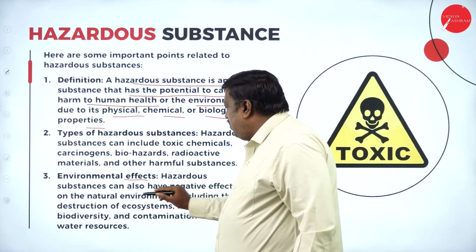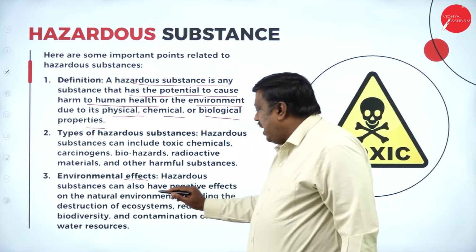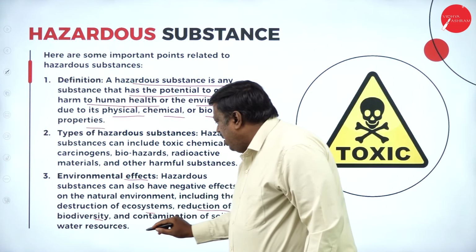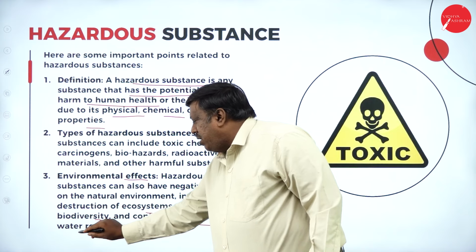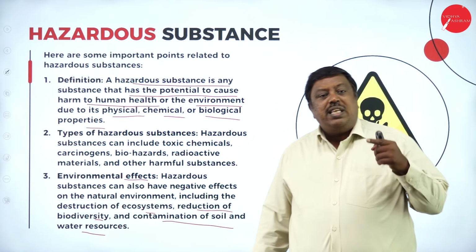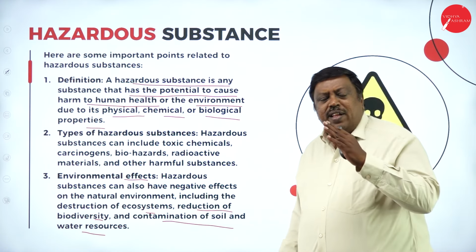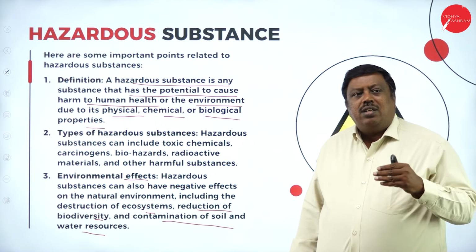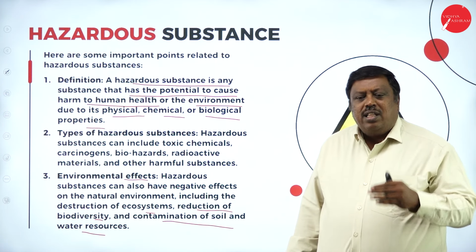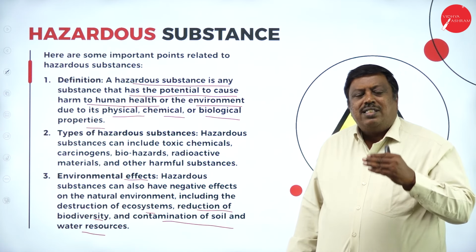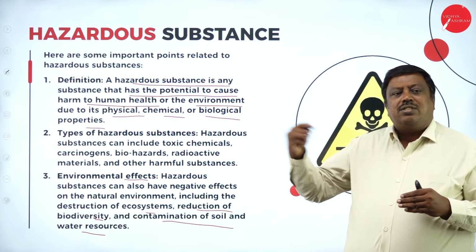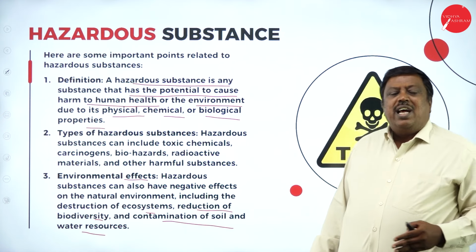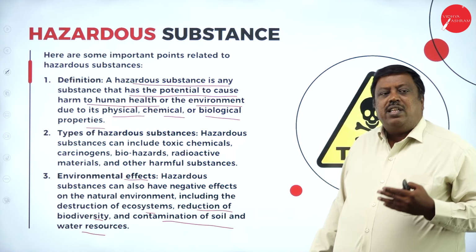Environmental effects: hazardous substances can also have negative effects on the natural environment, including the destruction of ecosystems, reduction of biodiversity, and contamination of soil and water resources. I already said that because of these things, there will be no proper rain. When there is no proper rain, automatically the water resources we are getting will be reduced. When there is no proper supply of water, it may harm society in every way, and even the future. There will be no farming and no proper way of cultivating crops.